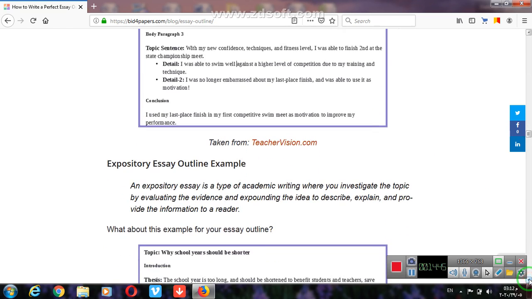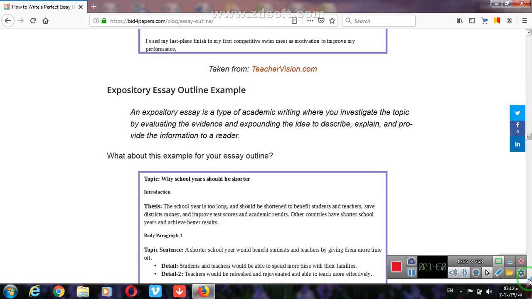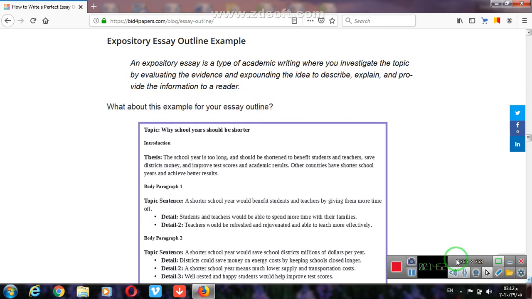outlines. I also chose an expository essay outline example. I also hope you consider it carefully. In an expository essay, you have to discuss, you have to explain. An expository essay is a type of academic writing where you investigate the topic by evaluating the evidence and expounding the idea to describe, to explain, and provide the information to a reader. So in expository, you have to explain, you have to discuss, you have to describe something in it.